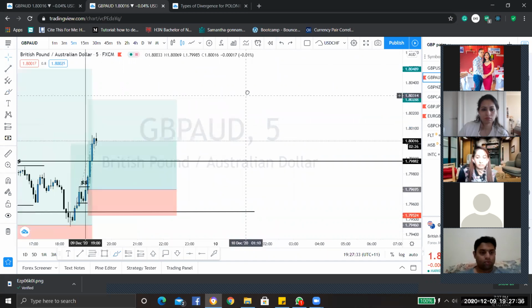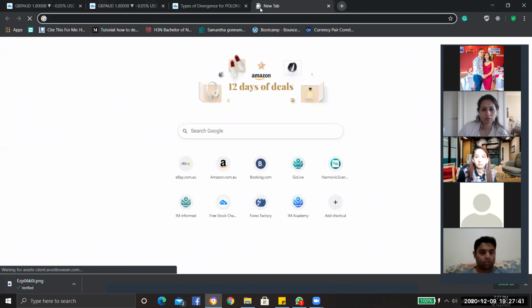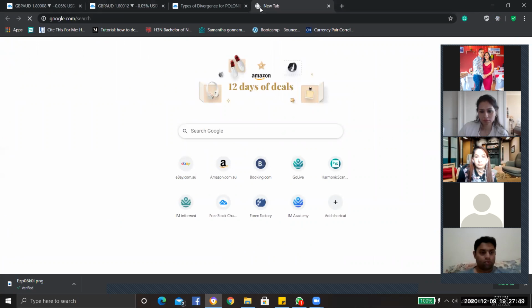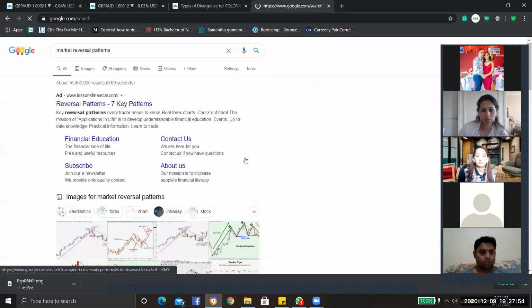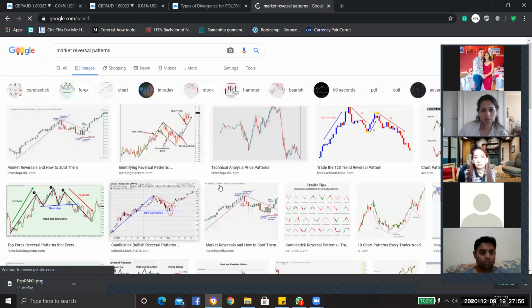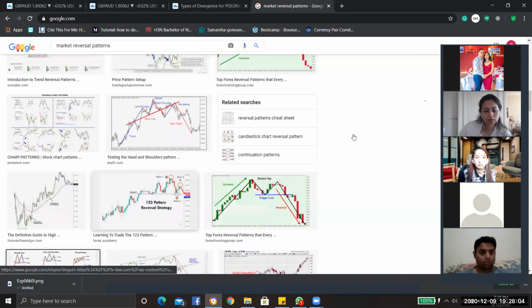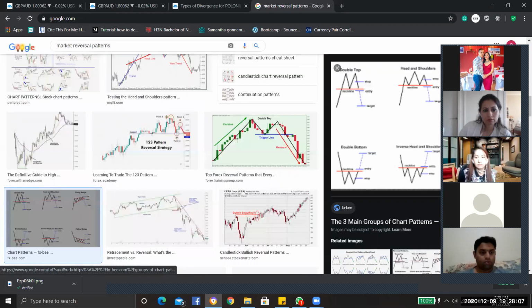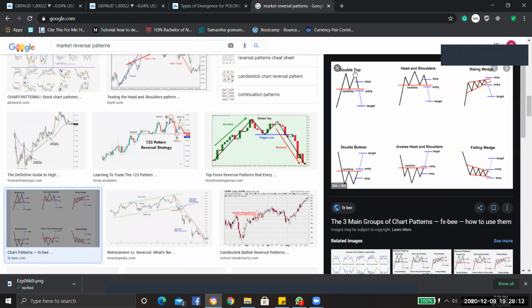So again, when you search in Google for market reversal patterns, what will you find? Market reversal: those head and shoulders, W's, double top. Okay, here it is. Nice. You'll find that there is head and shoulders, double bottom, double top.